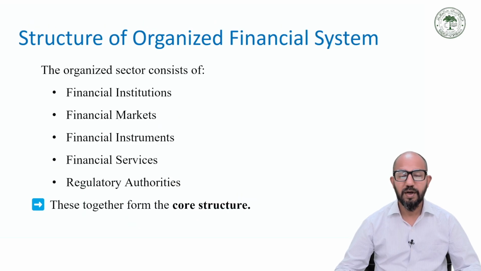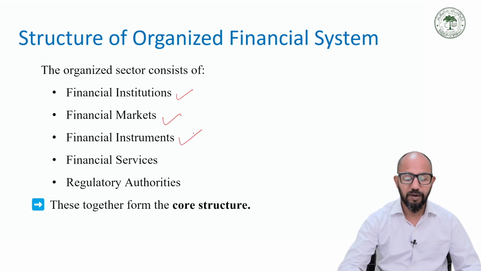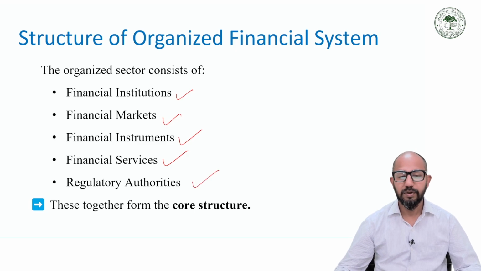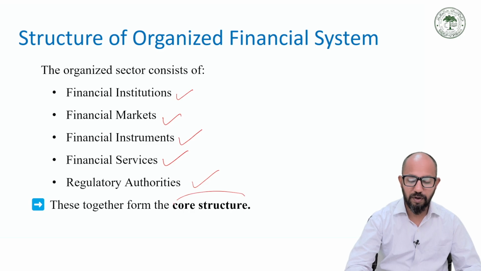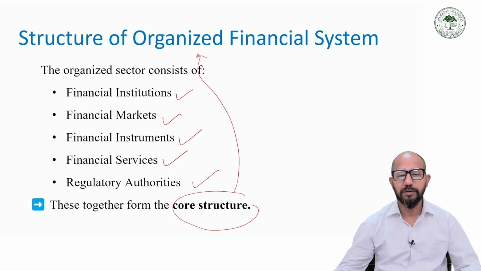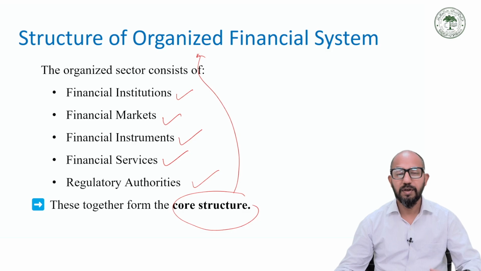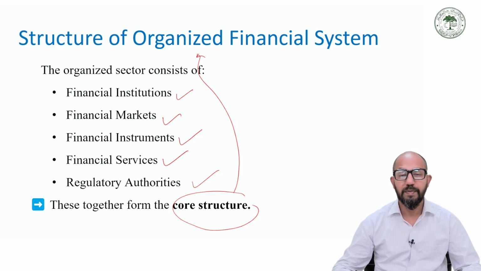Let us now try to understand and highlight the structure of the organized financial system. The organized financial system consists of financial institutions, financial markets, financial instruments, that is products, financial services, underwriting, etc., and regulatory authorities. These together form the core or structure of the organized financial system. If any of the sectors or entities among these five becomes weak, then we will say that the organized financial system of a country is becoming weaker.